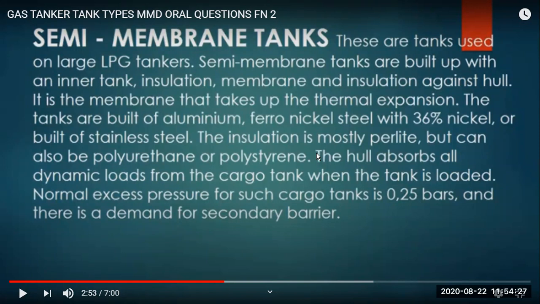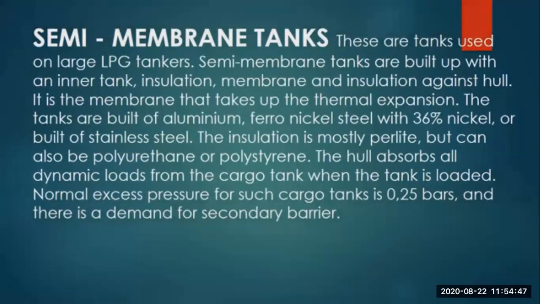The hull absorbs all the dynamic loads from the cargo tank when the tank is loaded. Normal excess pressure is 0.25 bar, and there is a demand for a secondary barrier. So again, if you are loading cargo with more than 0.25 bar, then you need a secondary barrier. So most of the things are the same, but sometimes you have a secondary barrier or not, or it's a thin membrane, and it is called semi-membrane.